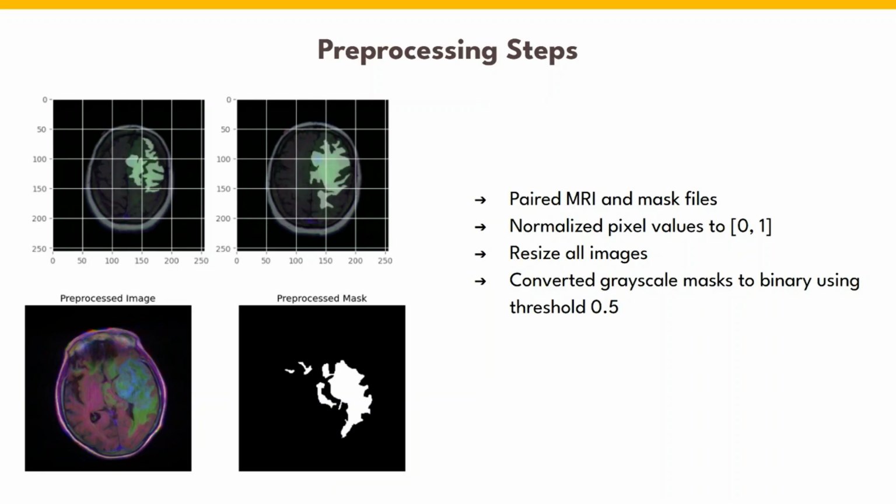Finally, we binarized the mask. That means we converted the grayscale mask to black and white, where white represents the tumor area and black represents the normal area. These pre-processing steps help improve both the speed and the accuracy of our model during training. So with the dataset ready and pre-processed, we move on to designing and training the U-Net model.